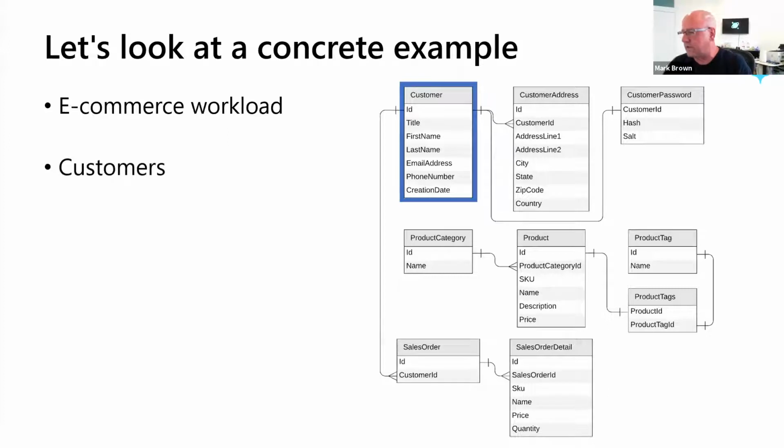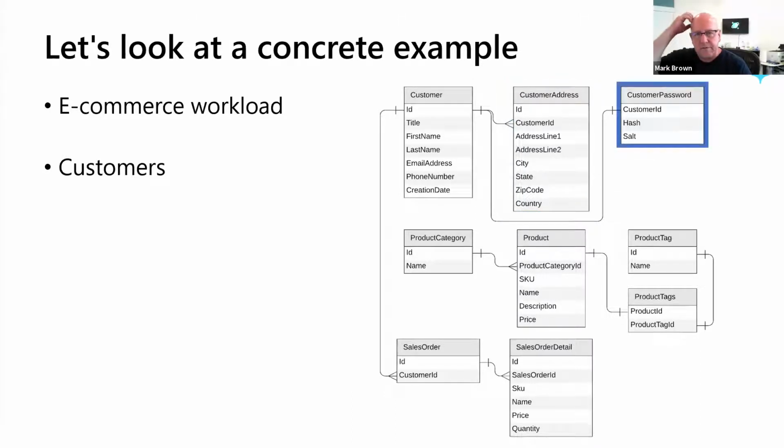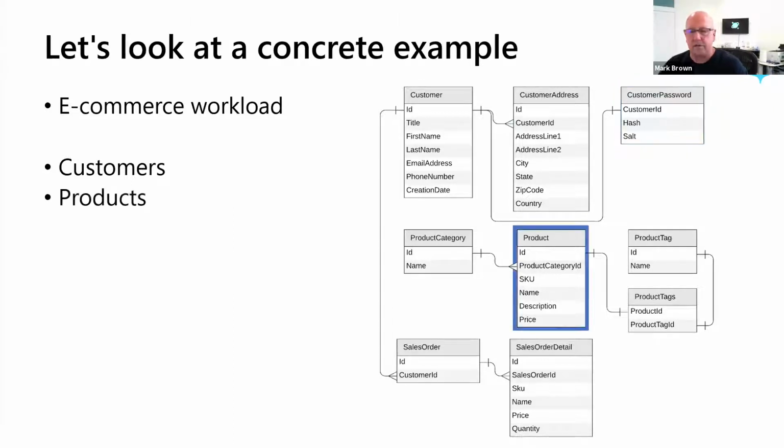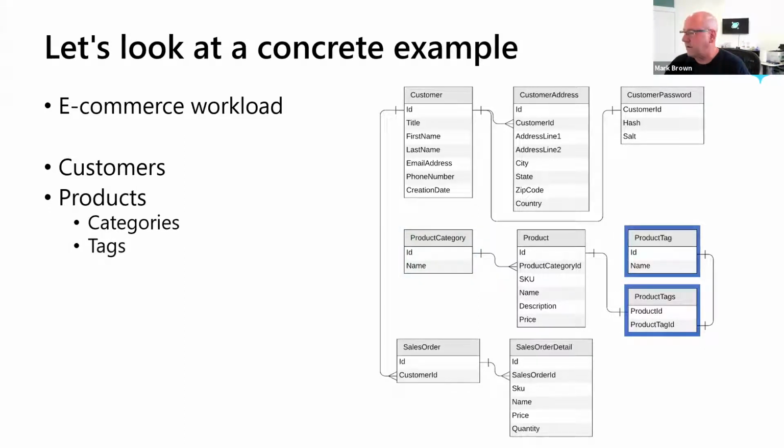We've got our customer table. I've also got a customer address table with a one-to-many relationship. And then I also have a third table with a one-to-one relationship, my customer password table. Among the product tables, I've got a product table, of course, and that has a many-to-one relationship to the product category table. And then I've got two other tables: product tags, which has a many-to-many relationship with the product table, and then the product tag table, which has a one-to-many relationship to my product tags table.